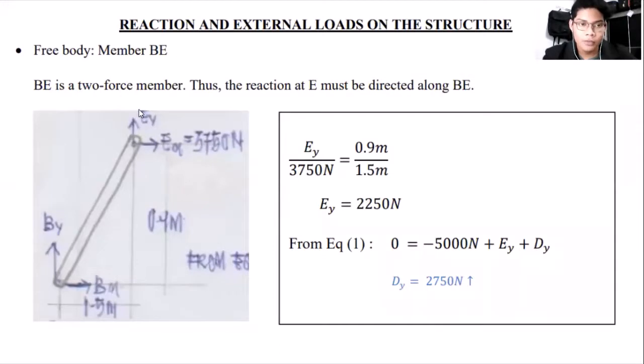This is the free body diagram for the member BE, and we have to note that BE is a two-force member, which means the reaction at E must be directed along BE. By that, we can use the length of BE in X and Y direction to determine the value of Ey, and by substituting the value of Ey into the equilibrium equation for Y direction for the whole structure, we will be able to determine the value of Dy, which is equal to 2750 Newton.